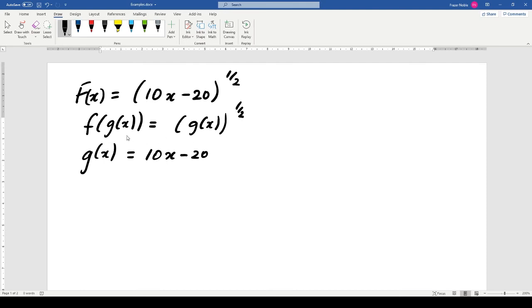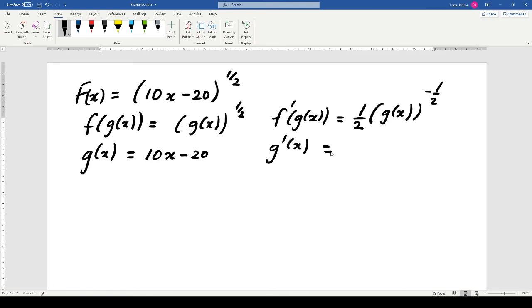So the derivative of f with respect to g of x is going to be f dash g of x, and that's going to be equal to half times g of x raised to the power of minus 1 over 2. The derivative of g with respect to x, g dash x, is just equal to 10.